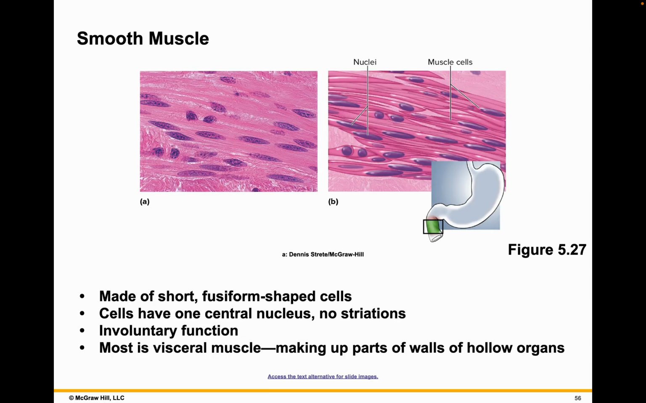Smooth muscle cells are short, fusiform-shaped cells. Cells have one central nucleus. They do not have striations. They still use actin and myosin, but their organization is different in smooth muscle. They are also involuntary, and most of our visceral muscles make up parts of the walls of hollow organs.